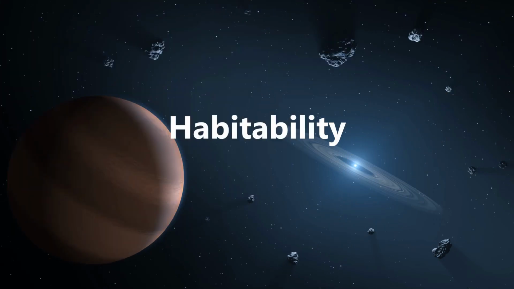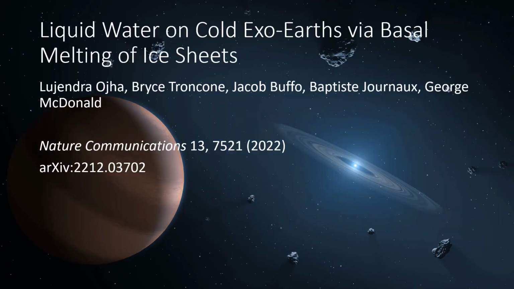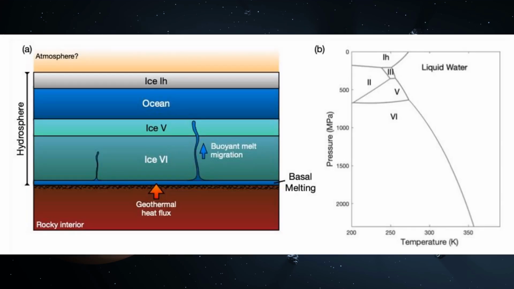And finally, we had a couple of interesting papers on habitability, as is frequently the case in unexpected places. First, liquid water on cold exo-Earths via basal melting of ice sheets. And this is looking at how likely an ice world is to have an under-ice ocean versus just freezing solid.